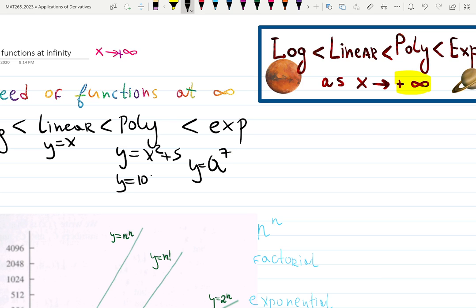So even a to the 7, y equals a to the 7 is faster than y equals 1000 x squared. It's still a to the 7 is still faster. What is a to the 7? 7 to the x. Still, exponential is faster at infinity. At minus infinity, exponential is 0. So not at minus infinity.